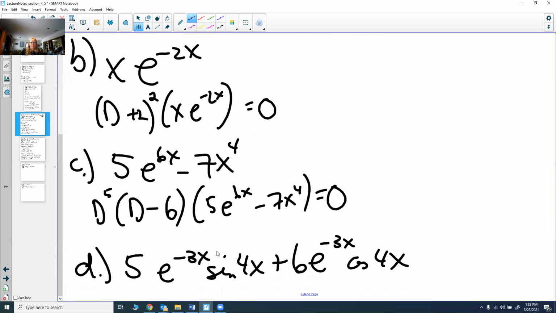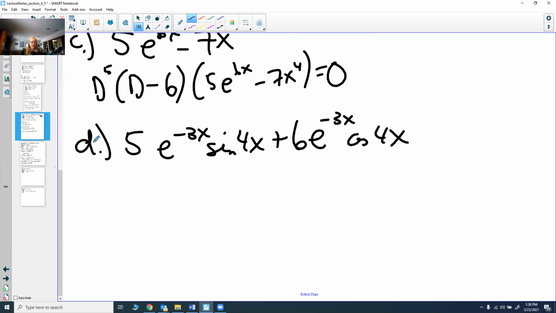The last one I want to look at is 5e to the negative 3x sine of 4x plus 6e to the negative 3x cosine of 4x. I want to eliminate that, or annihilate that, I should say it that way. So again, this is a little bit more complicated one.